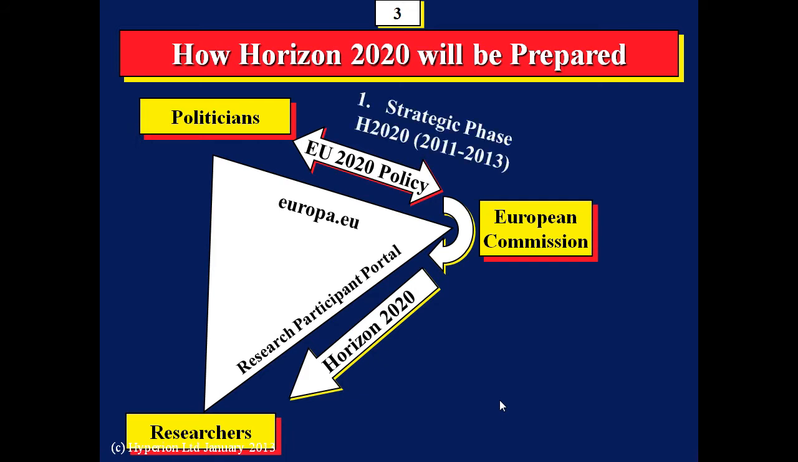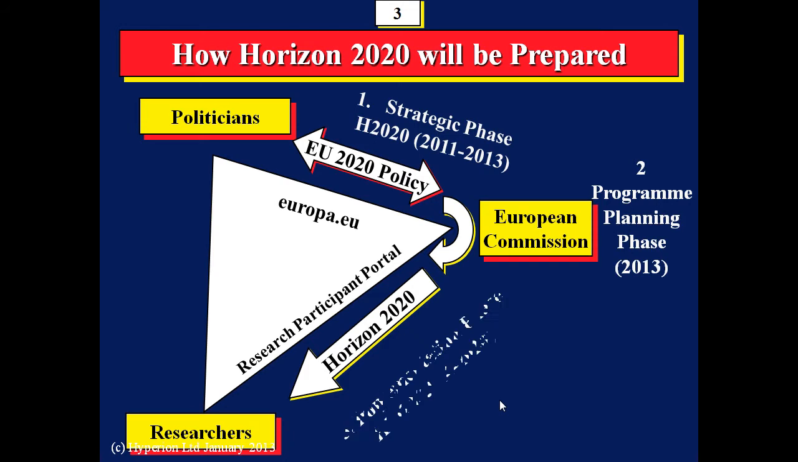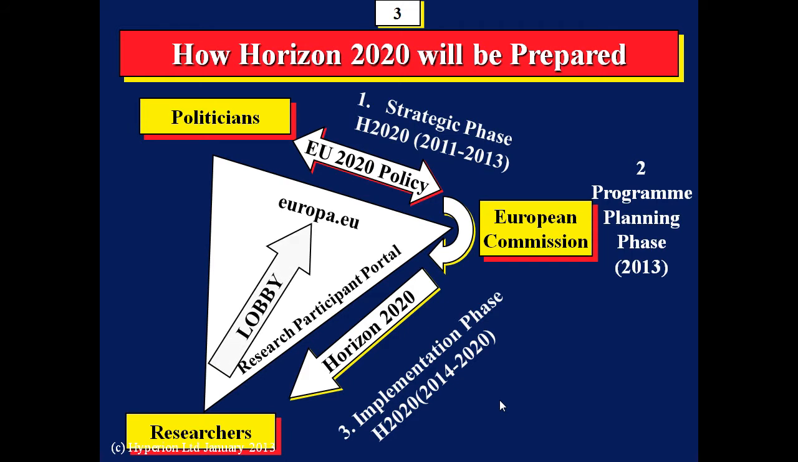Now the debate on Horizon 2020 started on the 30th of November 2011 and finishes in the middle of 2013. The European Commission then takes these guidelines, the budgets, how much will health get, how much will ICT get, and they'll write work programs, and then on the 1st of January 2014, the calls for proposals are published. Now during this process, scientists are consulted, and this we call lobbying. I prefer to call it participating in the decision-making process.